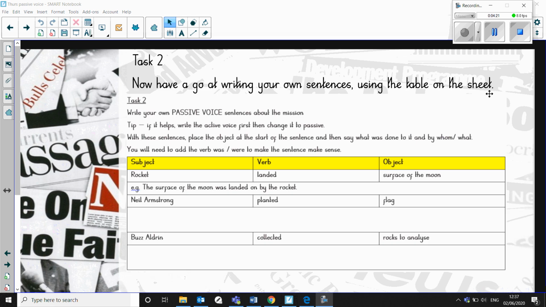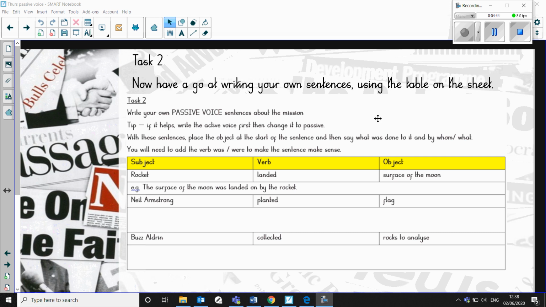Here we've got task 2 from our task sheet for today, and you are going to write your own passive voice sentences about these things. So you can actually draft your own additional examples, of course, but these are just some structured and scaffolded ones for you should you need them.